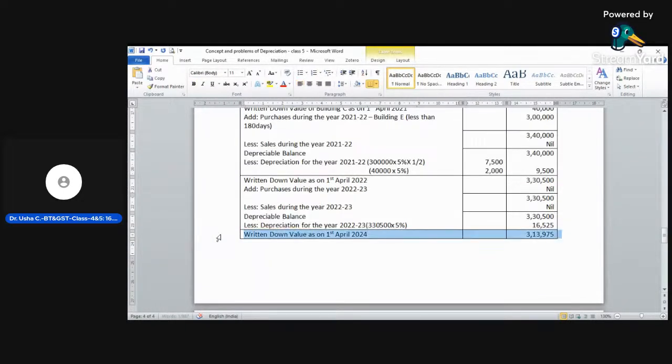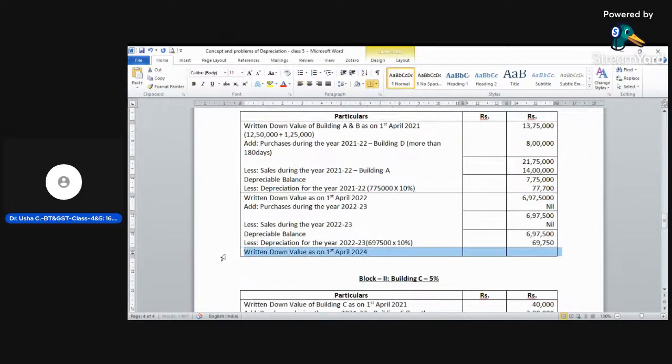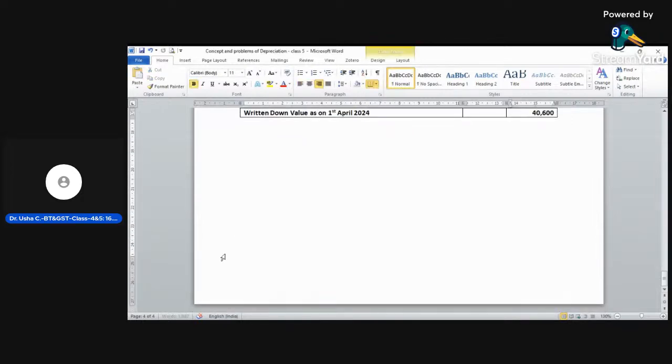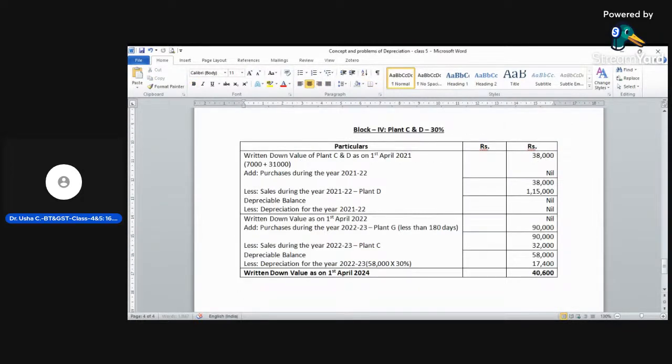Everyone understood? And for this depreciation, there is one more adjustment relating to this, that is additional depreciation. Plant G is put to use for less than 180 days. So 1 divided by 2. Very good. You have identified. Dhanlakshmi. Very nice.